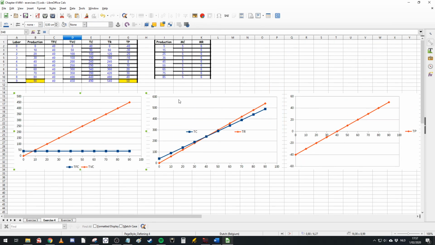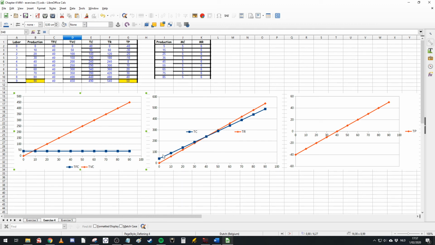So TFC and TVC, I put them together because these are the costs, and when I add these two together, I will get my total cost in the end, right? But it's very interesting to take TC together with TR. So now we can actually see from which point we're making profits.